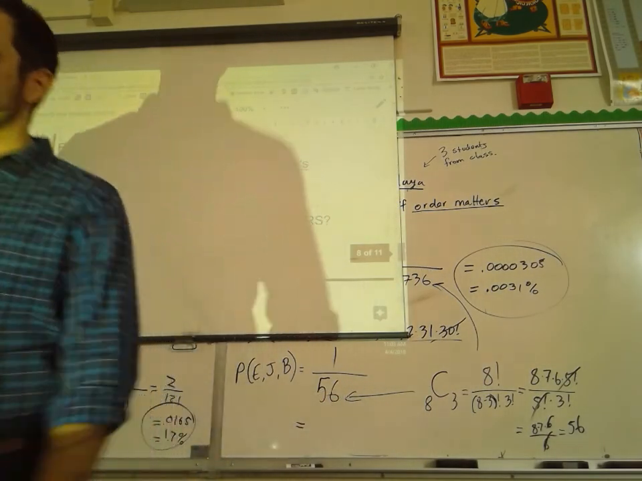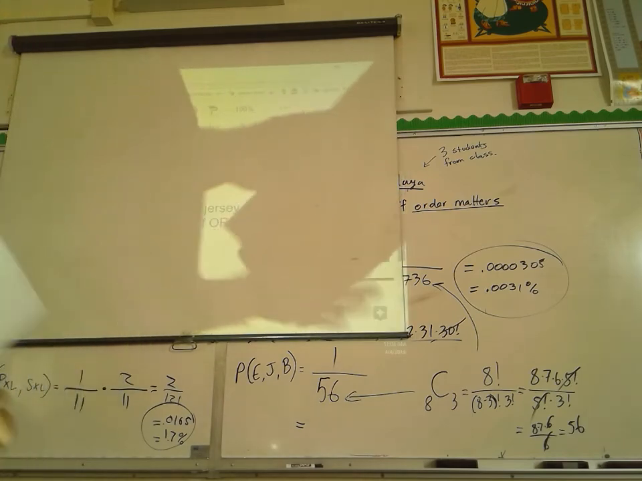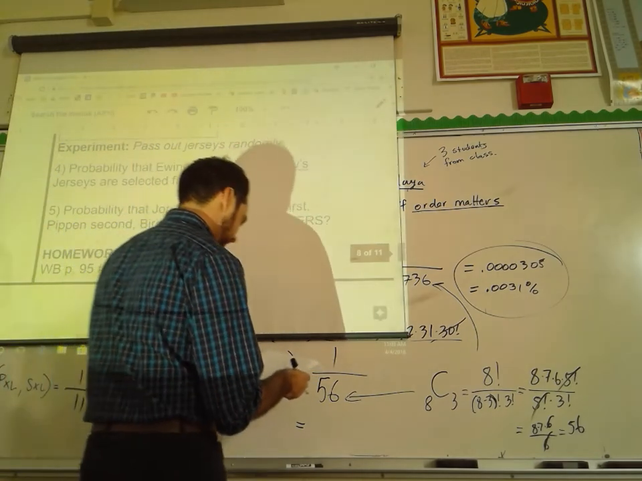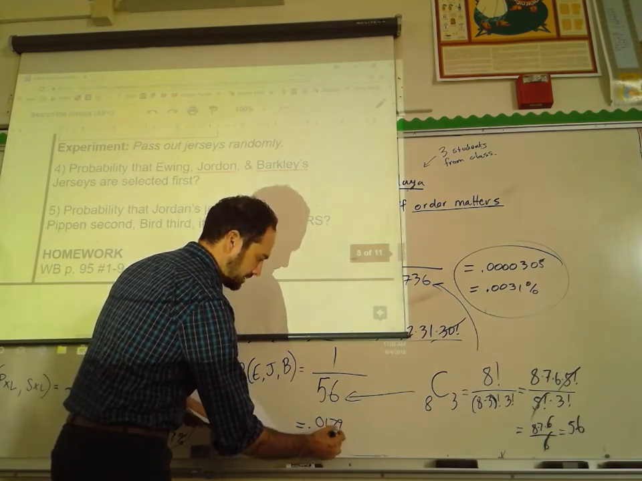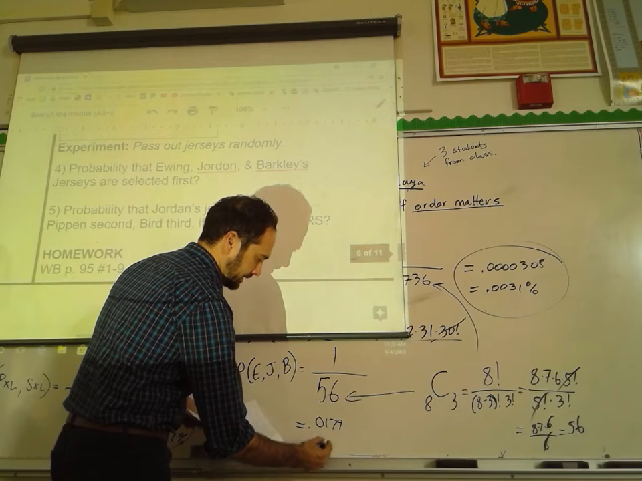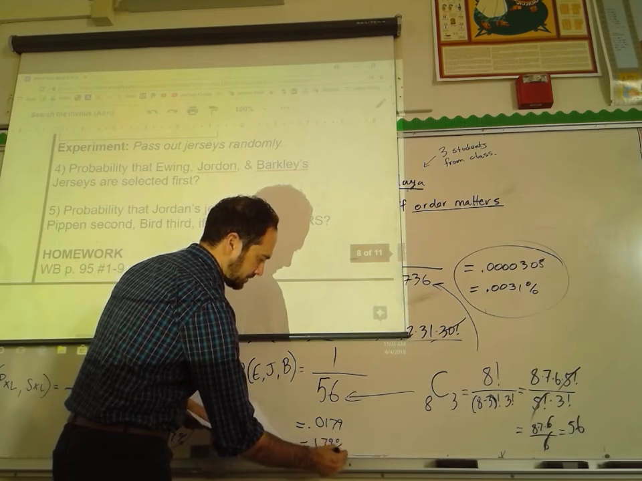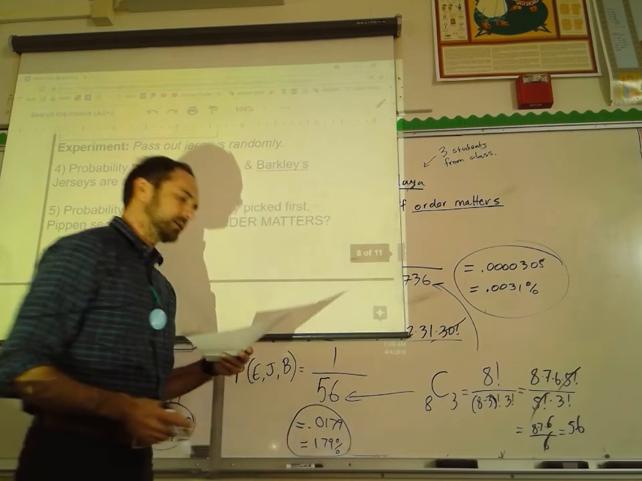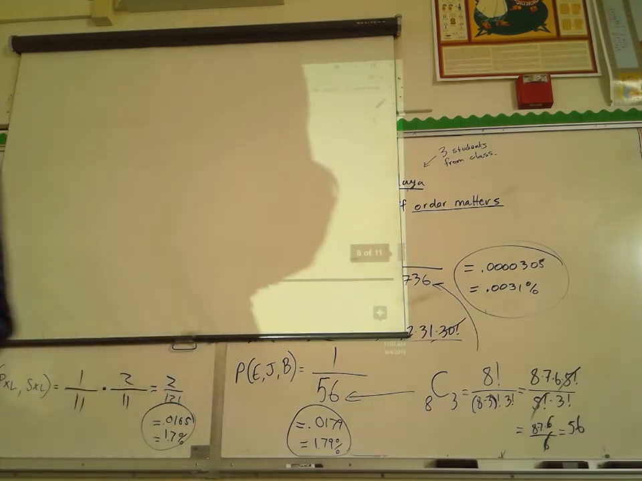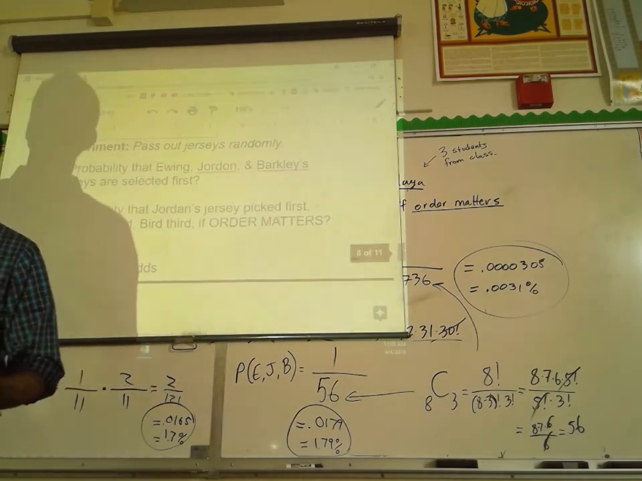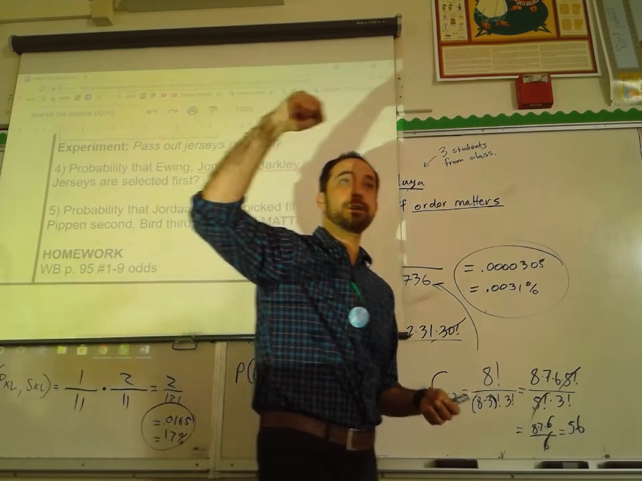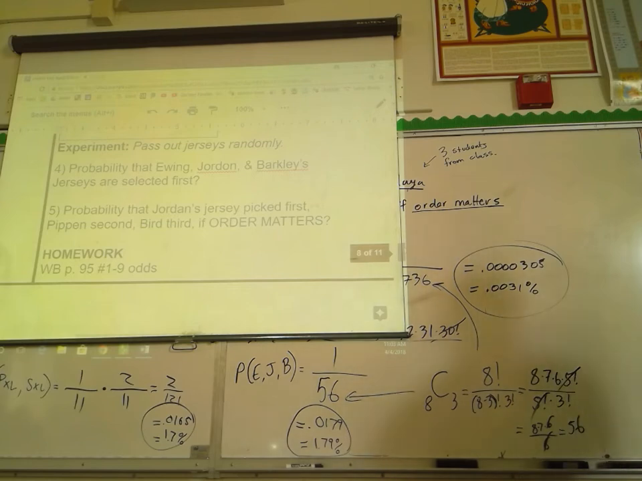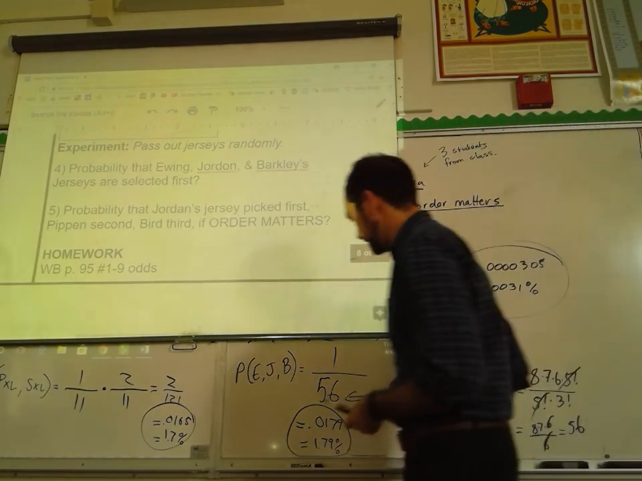And 1 out of 56 gives us 0.0179, and that's 1.79%. Not very likely to randomly grab into the box of jerseys and snag 3 with my hands, pull out all 3, and it's those people. It's not very common. Less than 2%. Don't even count on it.